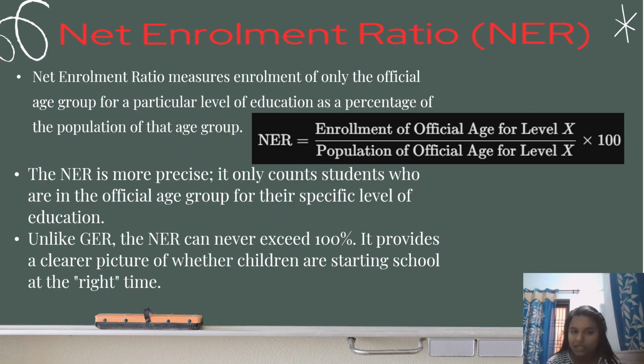NER is more precise. It only counts the students who are in the official age group for their specific level of education. Unlike GER, the NER can never exceed 100% because it is considering only the official age. We get a clear picture from NER data of whether students are starting school at the right time. So NER is more precise than GER.